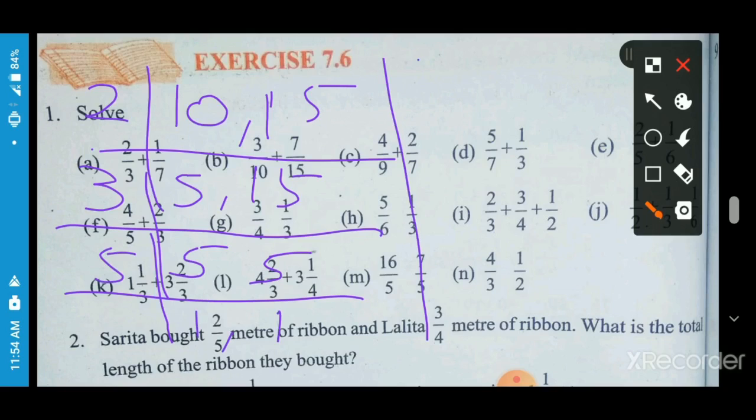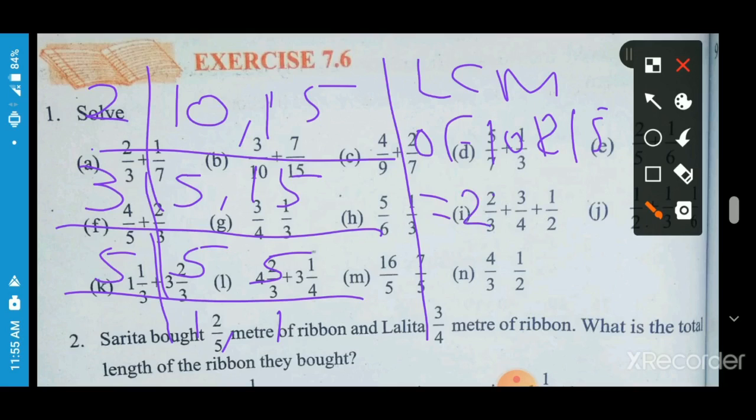Now the LCM of 10 and 15 is equal to 2 multiplied by 3 multiplied by 5. This is equal to 5 3s are 15, 2 15s are 30. So the LCM of 10 and 15 is 30.